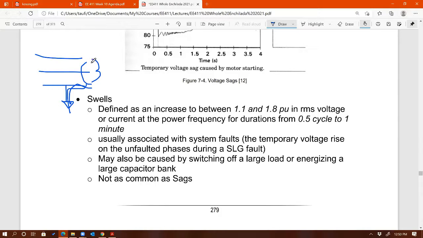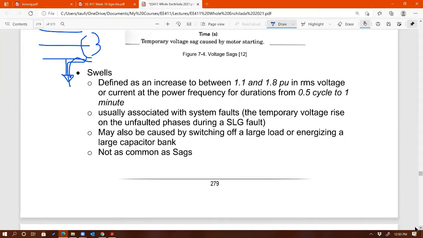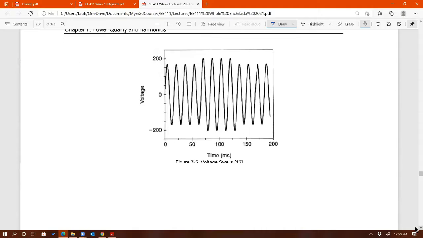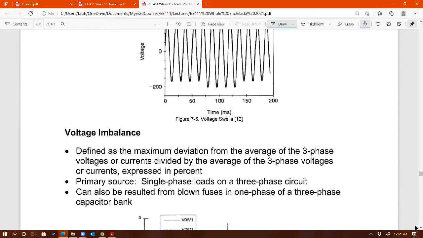So if this is A, B, C, then VAB plus VBC plus VCA has to equal 0, right? But what if VCA is grounded? Then VAB plus VBC has to compensate with the rest of the voltage, basically increasing the value. Okay. That's a picture of voltage swells.